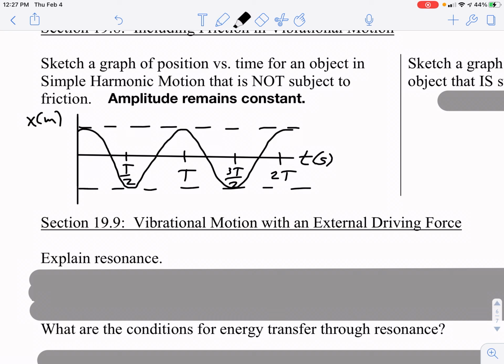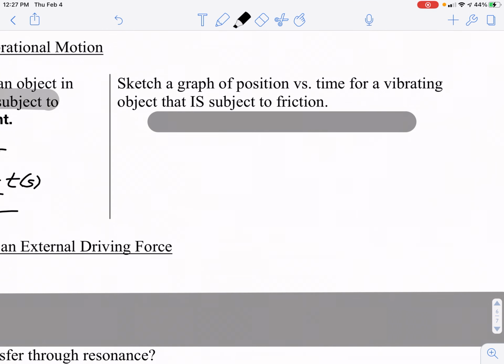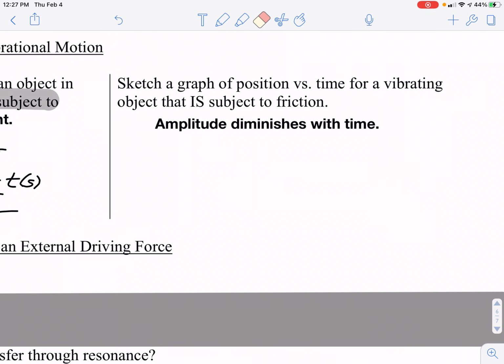You'll notice, ladies and gentlemen, the graph always returns to that highest and lowest point, meaning the amplitude is kept constant when friction is not a part of the problem. So how does the problem begin to look when friction is part of the problem? Well, the amplitude will then diminish with time.